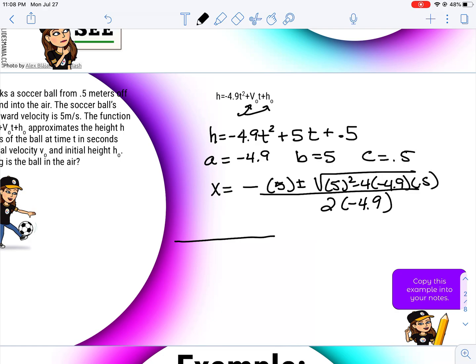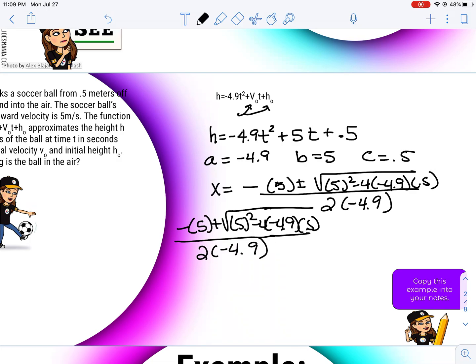So when you go to put this in your calculator, you want to use that fraction button. And you're going to type the numerator in there. So you got negative 5. Now you do not generally have a plus or minus sign, so we do break that up. We're going to do plus, and then 5 squared minus 4 times negative 4.9 times 0.5. So you're going to stick all of that into the numerator, and then in the denominator, you do 2 times negative 4.9. So you're going to stick that in your calculator just the way that I did here, using your fraction bar. Okay? And when I calculate this one in the calculator, I get negative 0.09 seconds.